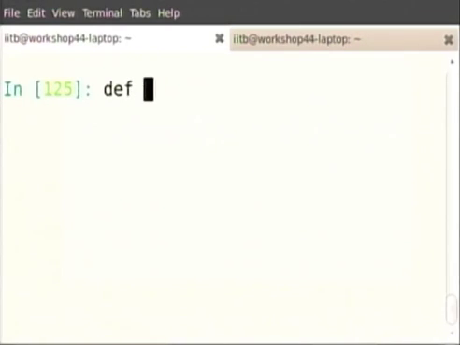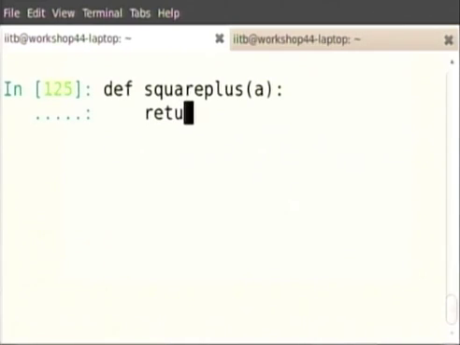Let us say we have a function which is purely for the purpose of illustration. If you give a number a, it will give you a star a plus 1, all right. Now, Python allows you to do something like this.